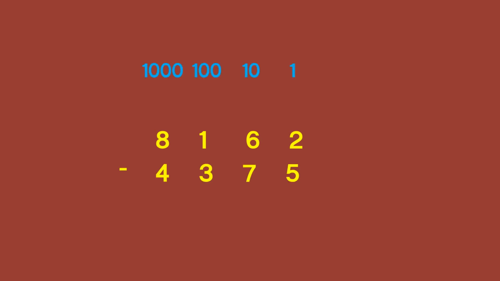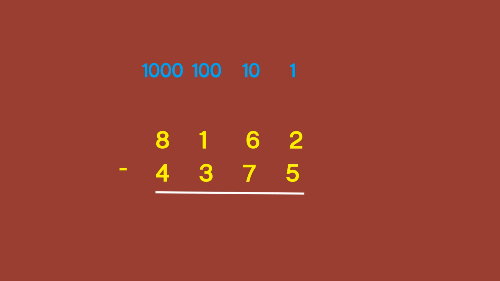8162 minus 4375. So the digits 2 and 5 should lie under ones place. The digits 6 and 7 should be written under tens place. The digits 1 and 3 should be written under hundreds place. And the digits 8 and 4 should be written under thousands place.